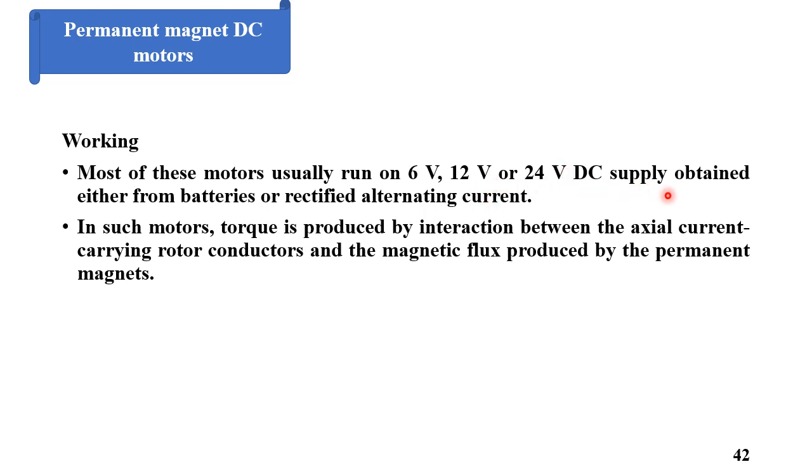or 24 volt DC supply obtained either from batteries or rectified AC supply. In such motors, the torque is produced by interaction between the axial current carrying rotor conductors and the magnetic flux produced by the permanent magnet. It is the same as for the electromagnets, but here we have the flux originating from permanent magnets.